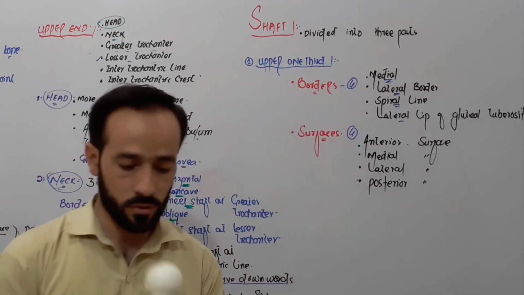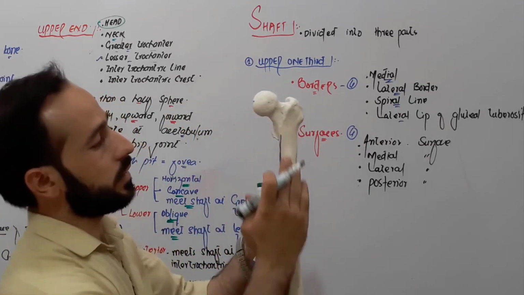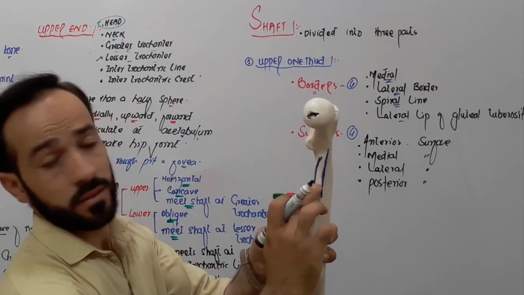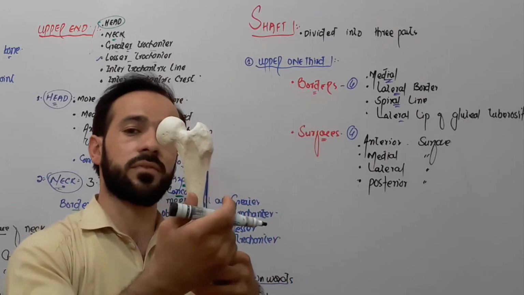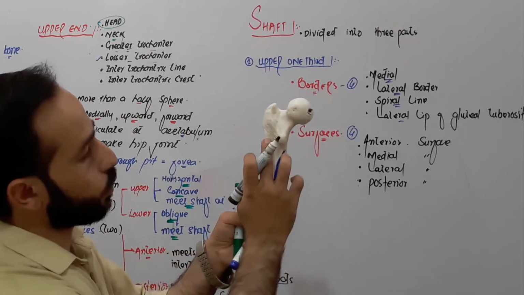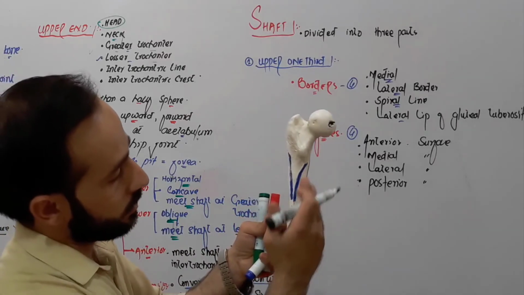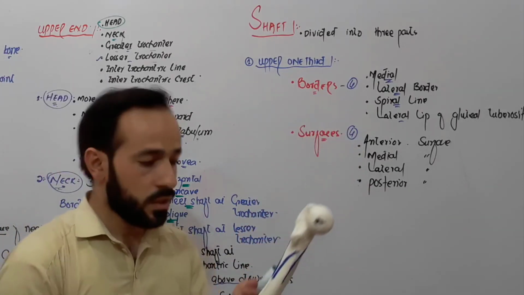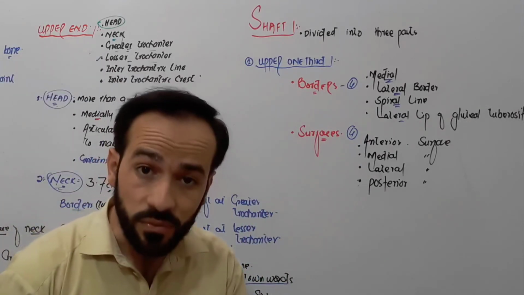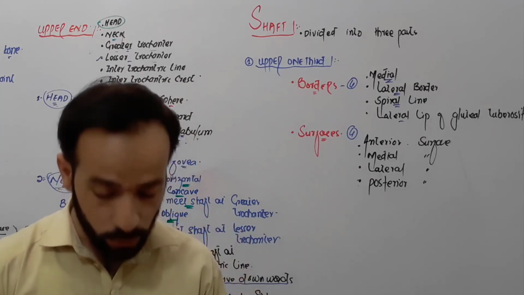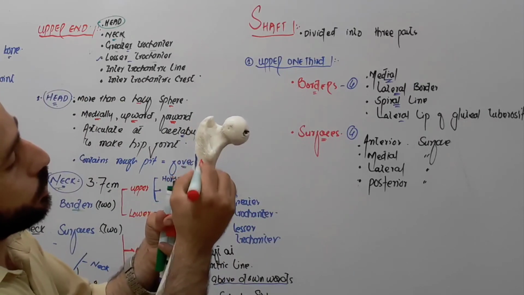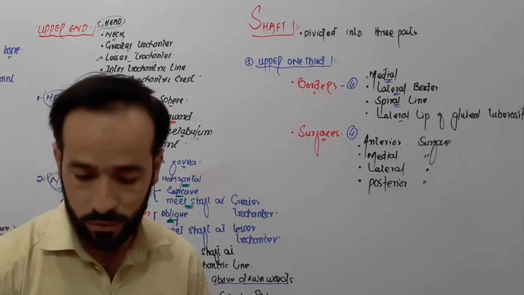Let's see it here. Look, this is the anterior surface, right? This is the medial surface, right? And then there is the lateral surface. Then there is the posterior surface, right? So how many surfaces? 4. Posterior, anterior, medial, and lateral surface. The posterior surface of the upper 1/3 of the femur bone has a rough area, and that rough area is called the gluteal tuberosity. So this is called the gluteal tuberosity.